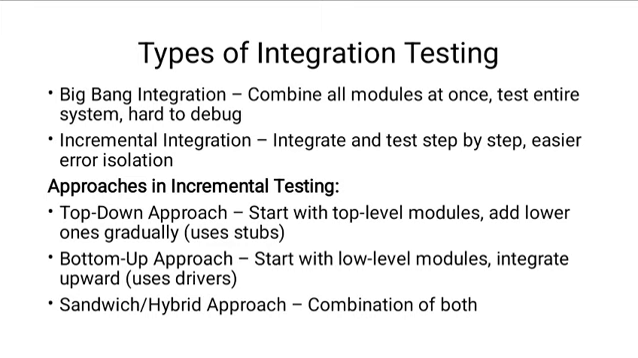There are three types of approaches in incremental testing. One is the top down approach, second is the bottom up approach, and third is the hybrid approach. In the top down approach, the test flow starts from the top level modules towards the lower level modules. It uses stubs. Stubs are dummy modules that simulate the function of a module.